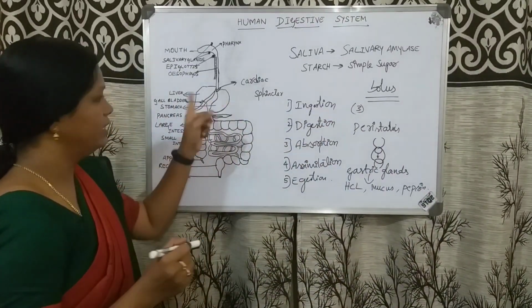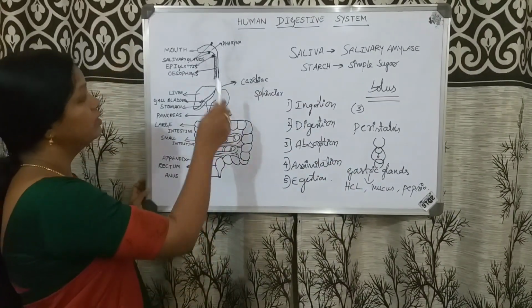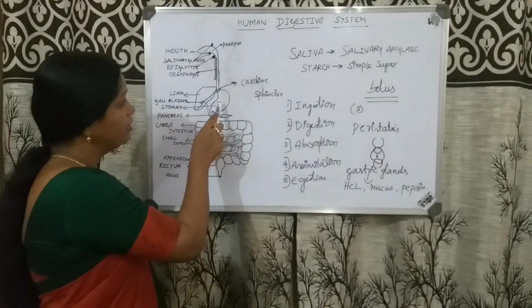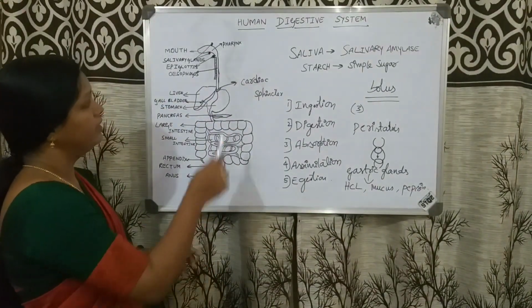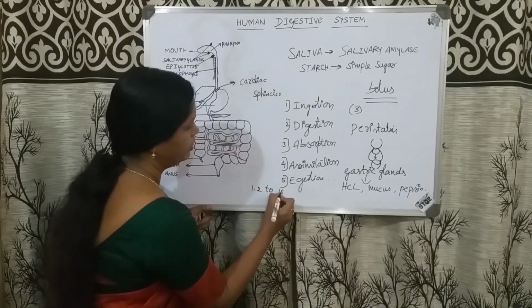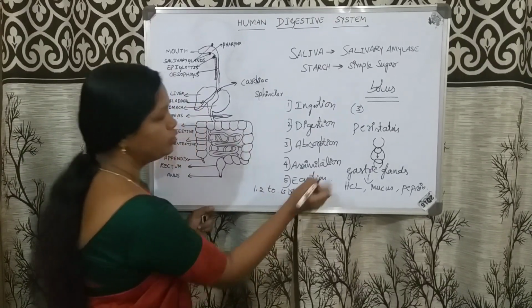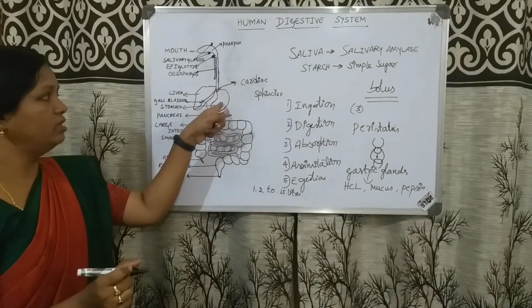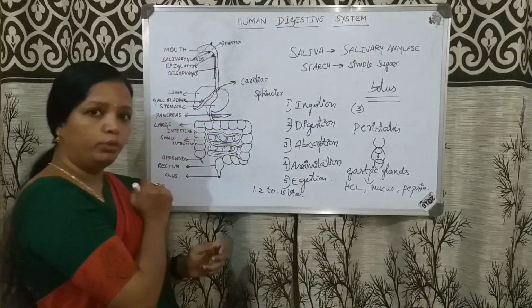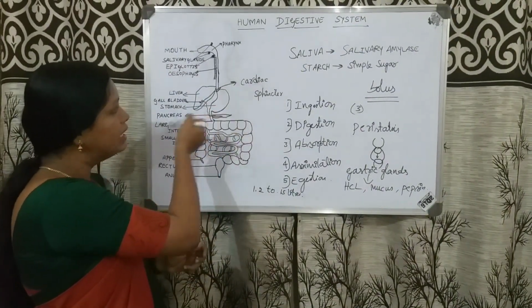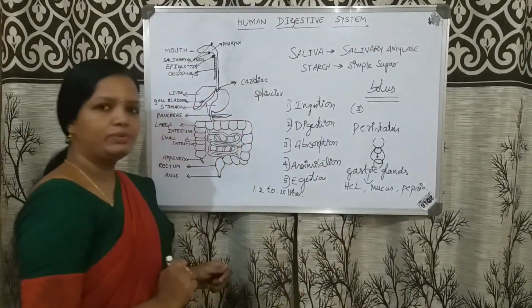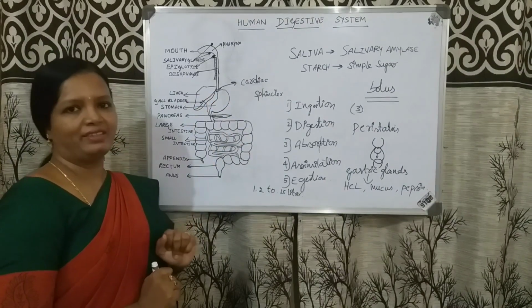So the stomach has gastric glands which help in the secretion of hydrochloric acid, mucus and pepsin. Around 1.2 to 1.5 liters of gastric juice is secreted per day in the stomach. Mucus helps in protecting the inner layer of the stomach from the acid secretion, and pepsin helps in the digestion of the proteins present in the food.